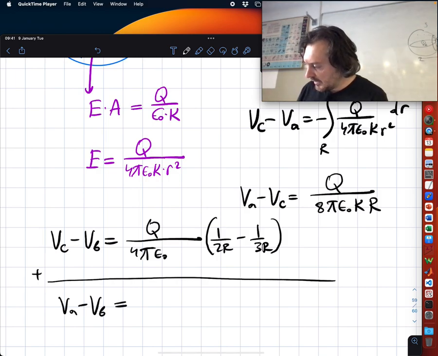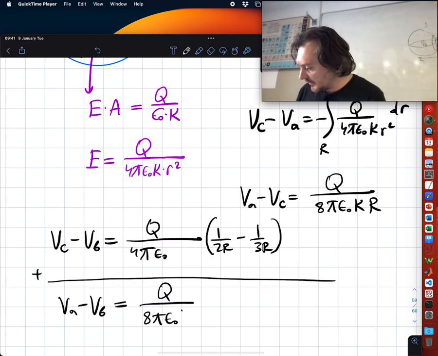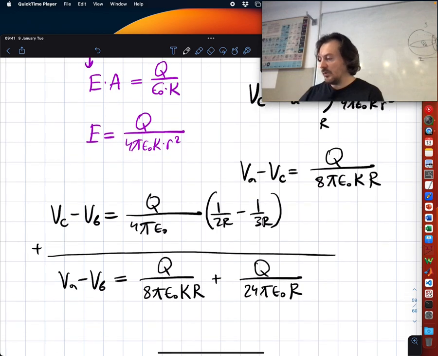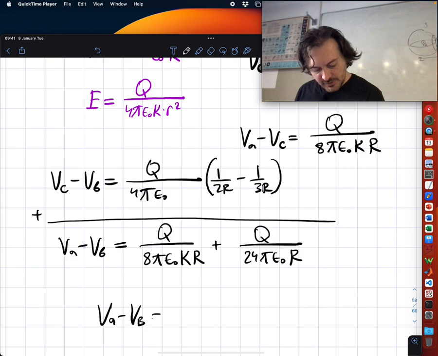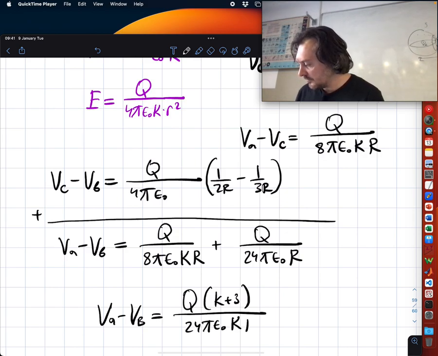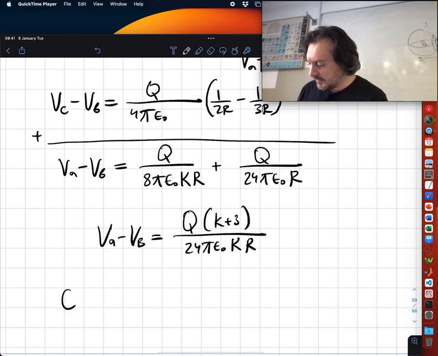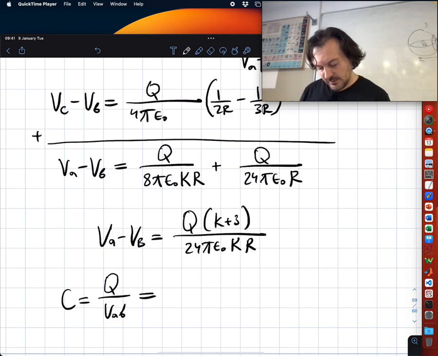So if you sum them up, VA minus VB, please try following it, and if you have any questions, just ask them. Do you have any questions? No? Did you follow all this? We don't know what VA is. We don't know the value. We just know the differences, and we only care about the differences. So VA minus VB turns out to be Q times (K plus 3) over 24 pi epsilon 0 K R. What is the capacitance? It's Q over VAB, and it turns out to be 24 pi epsilon 0 K R over (K plus 3).